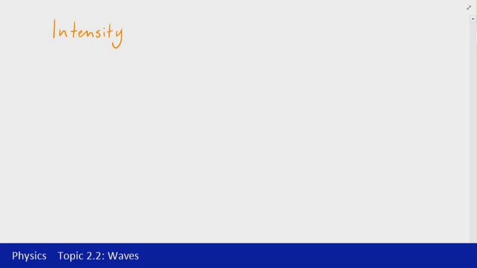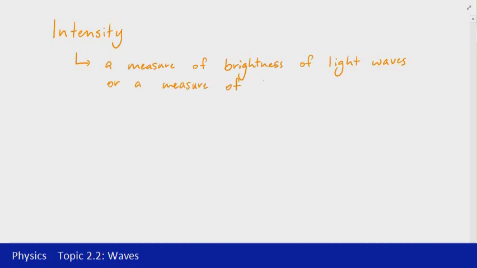The last concept that we need to cover for subtopic 2.2 on waves is intensity. Now intensity applies to all waves, so we need to mention that it's a measure of brightness for light waves, and it can also be considered in the context of sound waves, but in that case it's about how loud the sound is. So they're the two contexts in which intensity applies in what we're looking at.